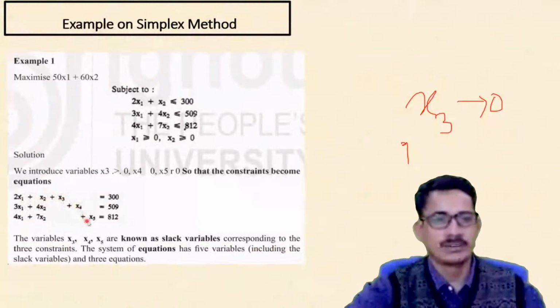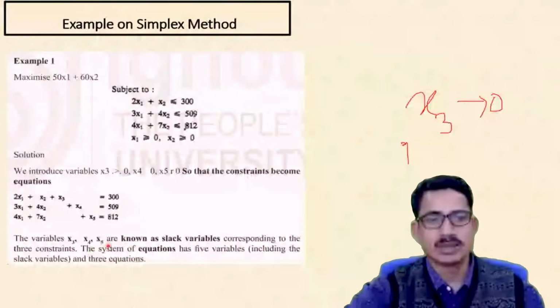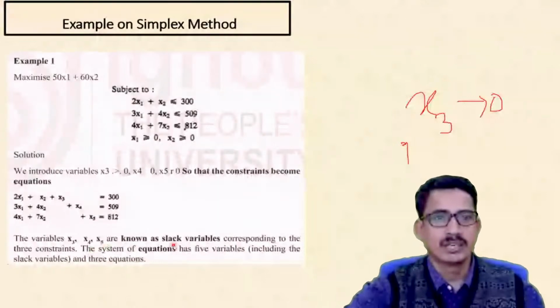Like this, for all the three, you have added x3, x4, x5. Now, the same thing is written. So all these x3, x4, x5 are known as slack variables.